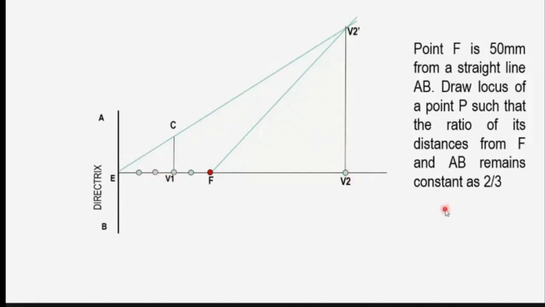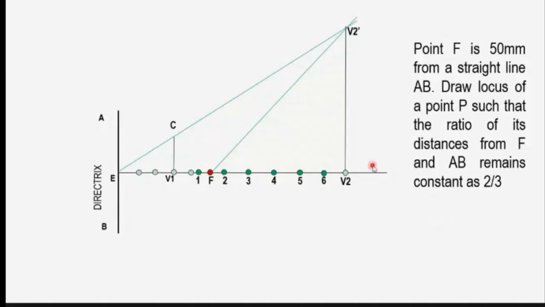I have to locate the points on the ellipse, of course. So right now I have located only V1, the leftmost vertex, and V2, the rightmost vertex. Now between V1 and V2, take any number of points anywhere. I am taking 6 points and name them 1, 2, 3, 4, 5, 6. Preferably equidistant, but even if they are not equidistant, doesn't matter.